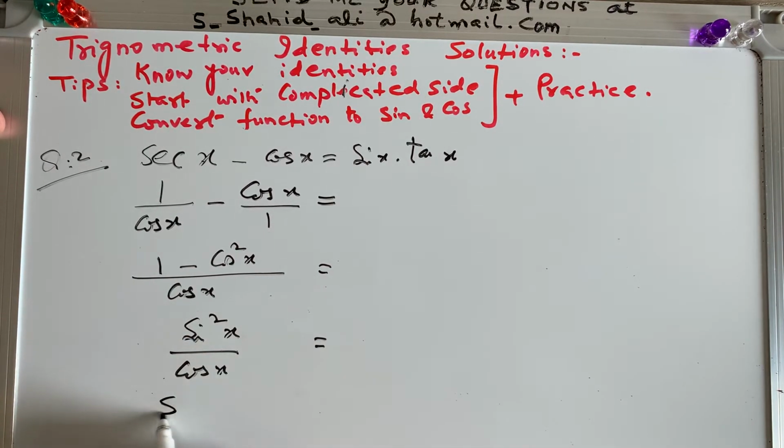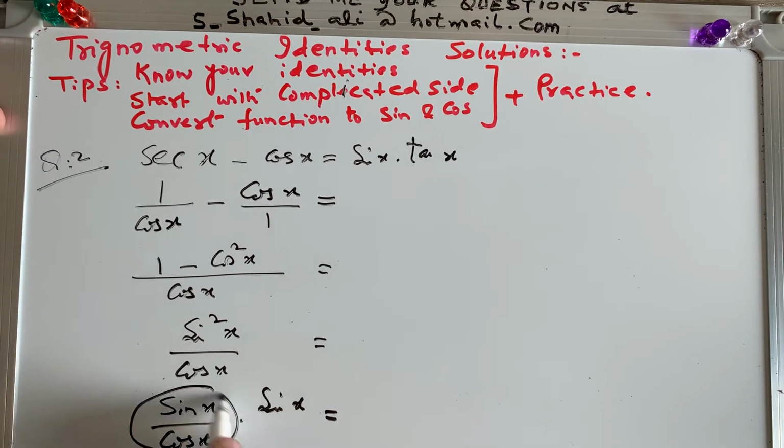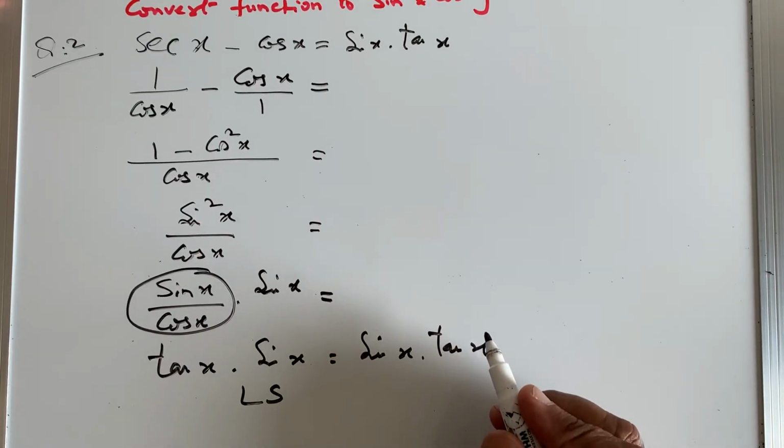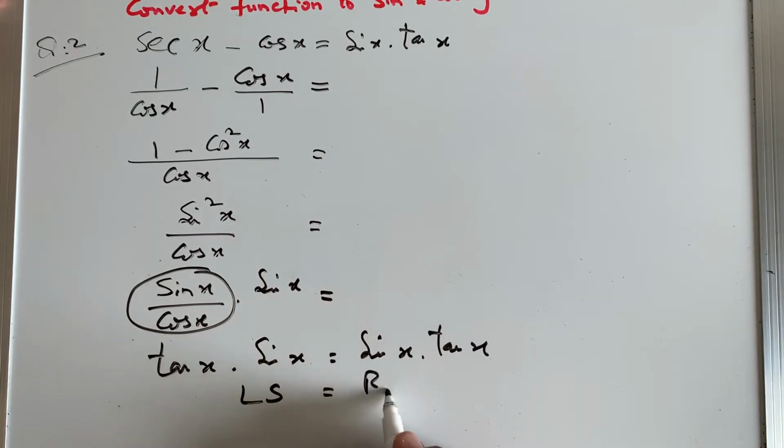So sin square x, I can write sin x over cos x, right? And another sin x, right? So sin over cos x is tangent. So tangent x dot sin x, which is my right side. Sin x tan x, right? Is the same. So left side is equal to right side, and we prove this identity, proved.